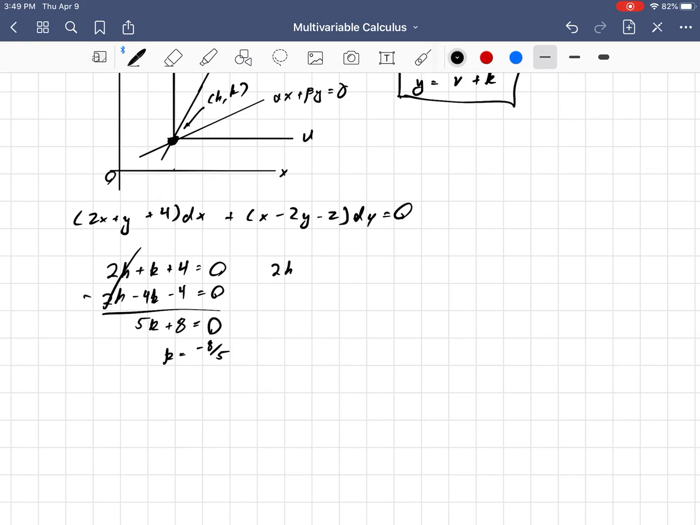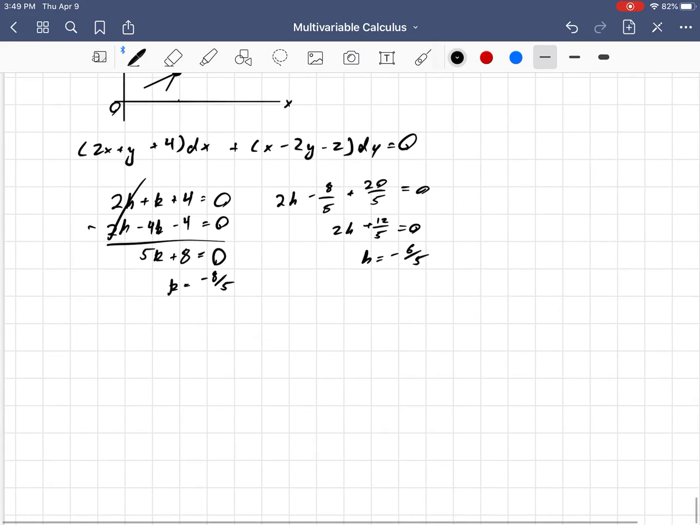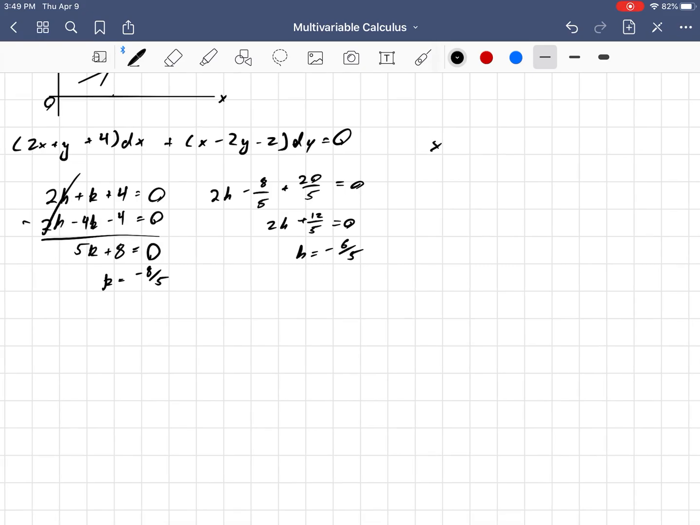And we can solve for h. And so 2h minus 8/5 plus 4, what's 4, 20/5, equals 0. So 2h plus 12/5 is equal to 0. H is equal to negative 6/5.